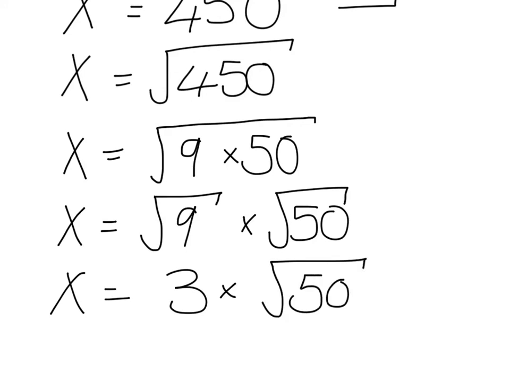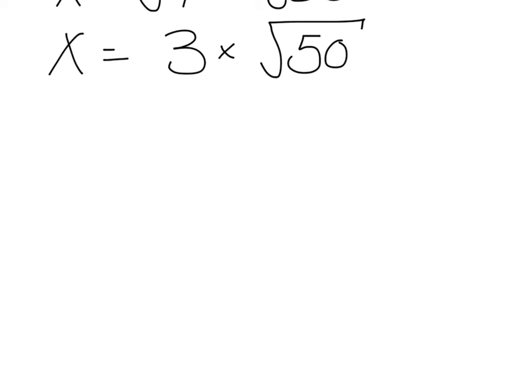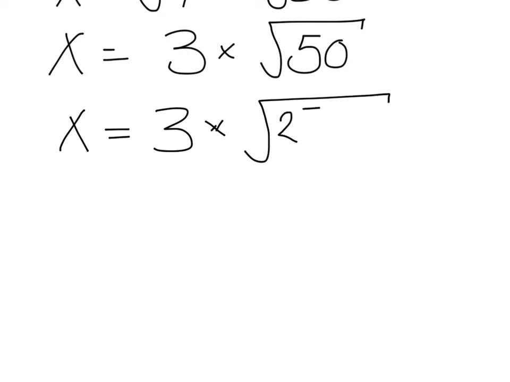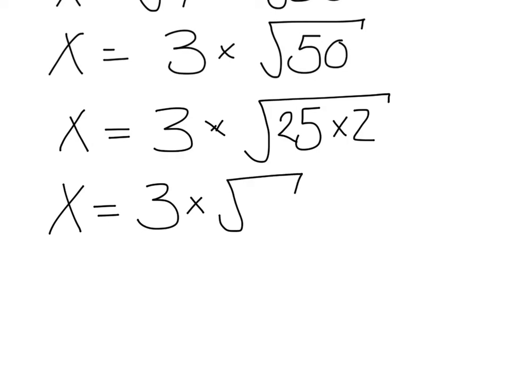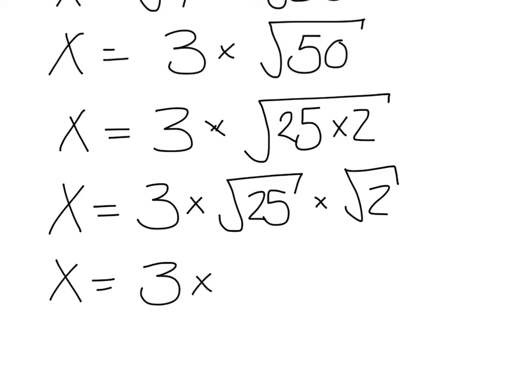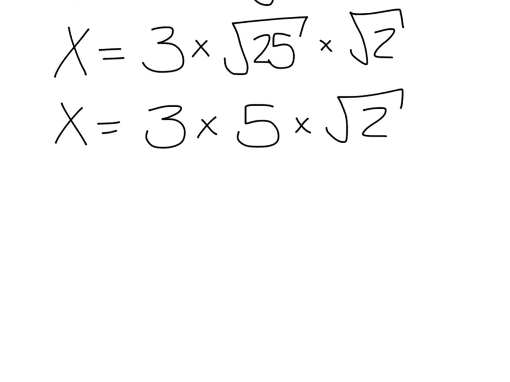Now we can further simplify root 50. So x equals 3 times, and then root 50 is the same as 25 times 2 in our square root, which means x equals 3 times the square root of 25 times the square root of 2. The square root of 25 is 5, so that's 3 times 5 times root 2, which means our answer for x as a surd in its simplest form is 15 root 2.